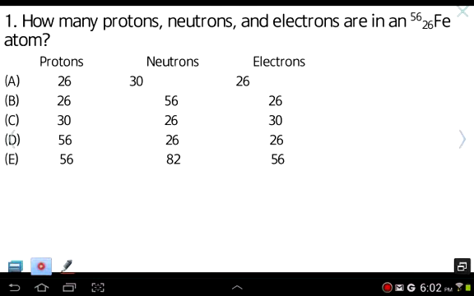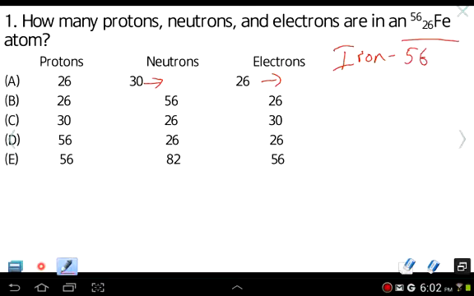So let's begin with a multiple choice question. We're asked about how many protons, neutrons, and electrons there are in iron-56. Remember, this is an isotope of iron. Another way to write this would be iron-56. So both of these cases say the same thing.